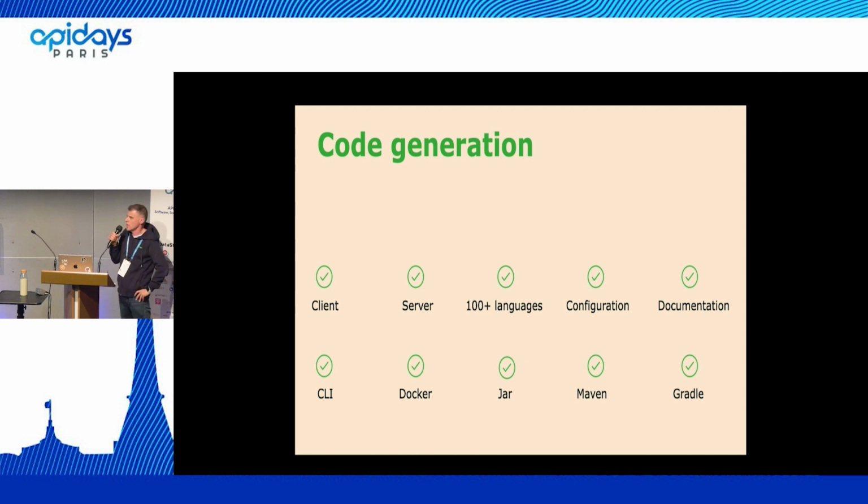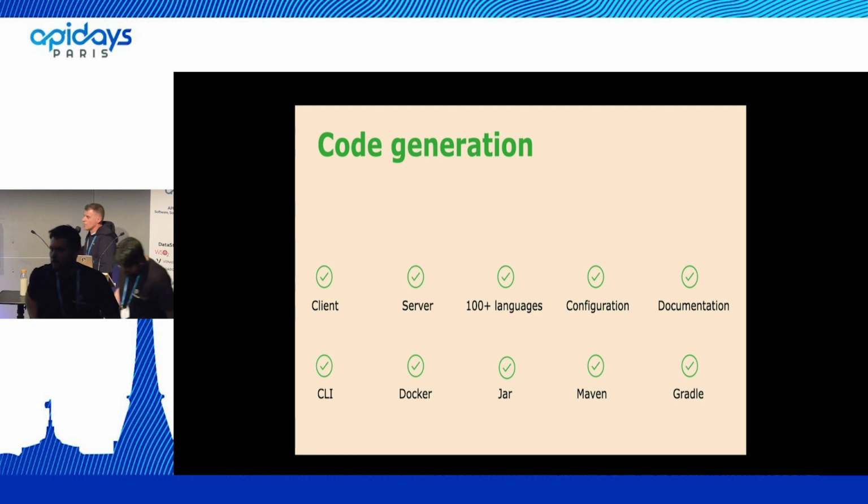It supports more than 100 languages, and for many languages they support multiple frameworks. If you think of Java, very, very popular, there is support for Spring, for RESTEasy, for Jersey, and so on. You can also generate configuration. It's possible, for example, to generate the Apache configuration from OpenAPI files. And generate, of course, documentation in various formats, from HTML to Markdown, and so on.